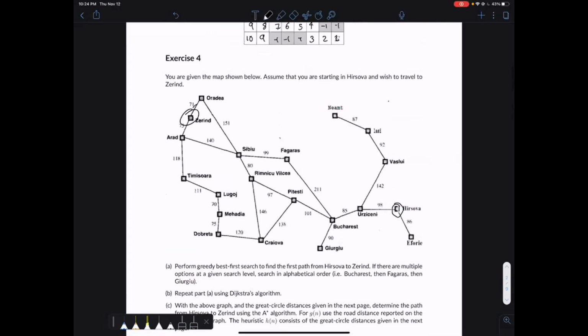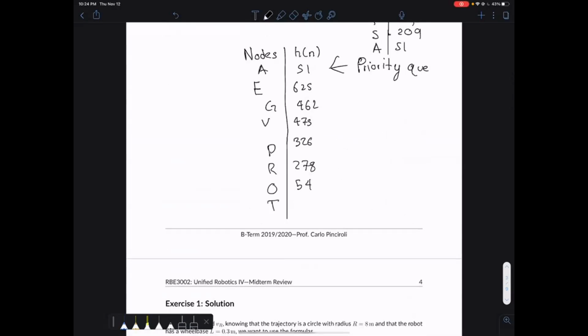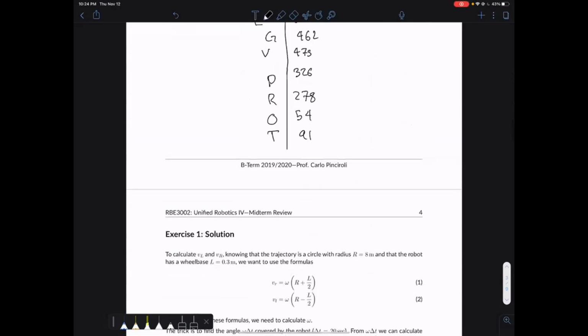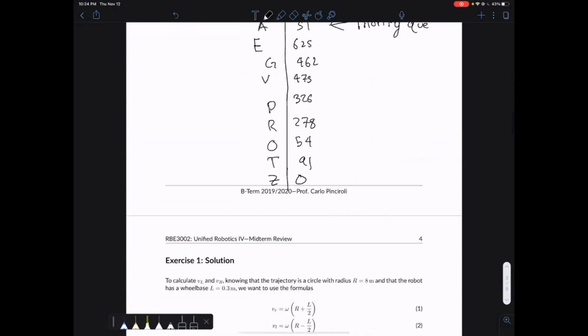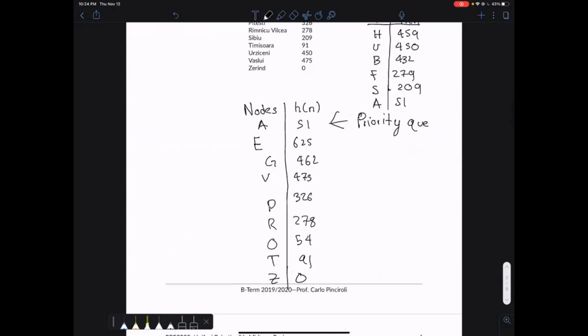It has Zerind and Timisoara. So Timisoara, we're going to add that one in first because it starts with a higher letter. That cost is going to be 91. And then we're going to add in Z. Z has a cost of 0. And that is now in our queue. So we're done with that node.